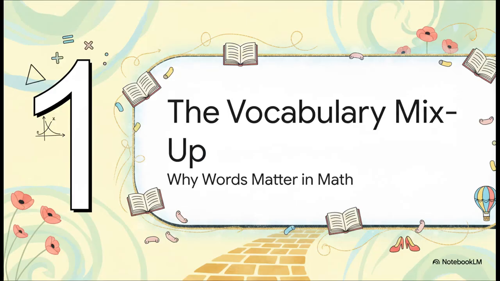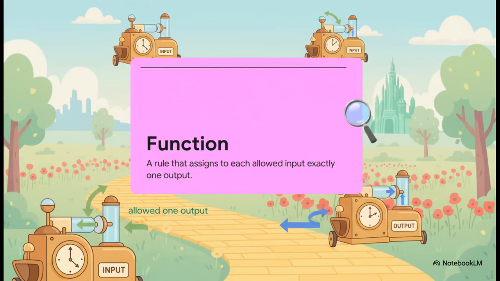Why is being picky about these words so important in math anyway? Let's start with the basics. A function, at its core, is a really simple idea. Just think of it like a machine. You stick in a number in one end, the input, and it spits out exactly one number at the other end, the output. That one-to-one rule is everything.